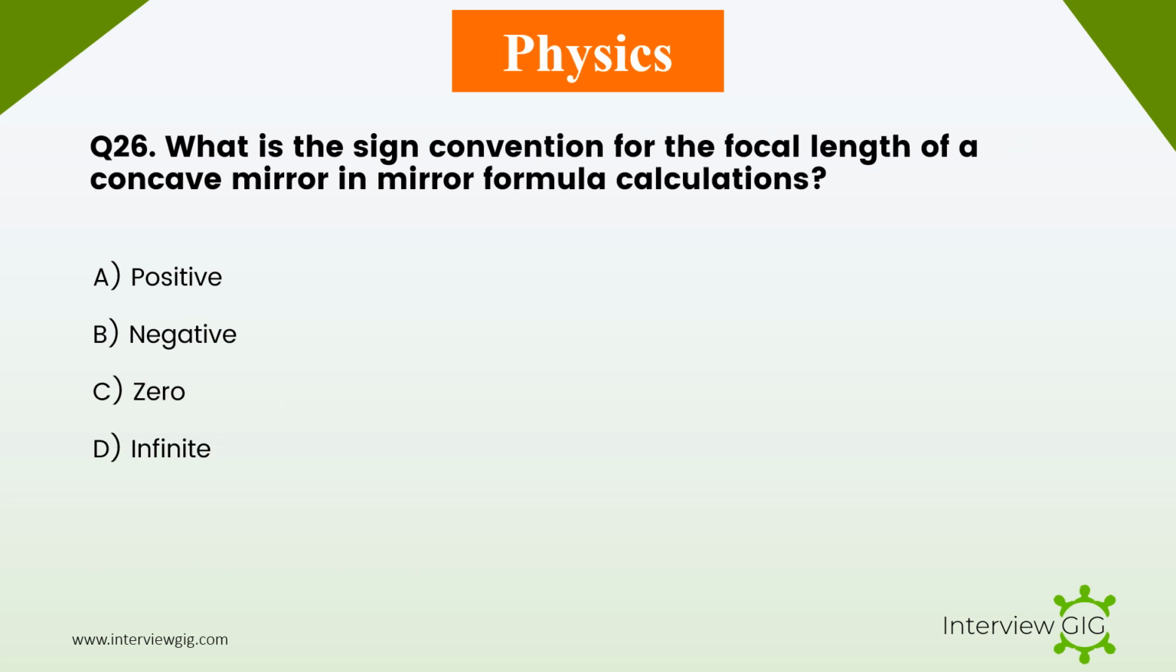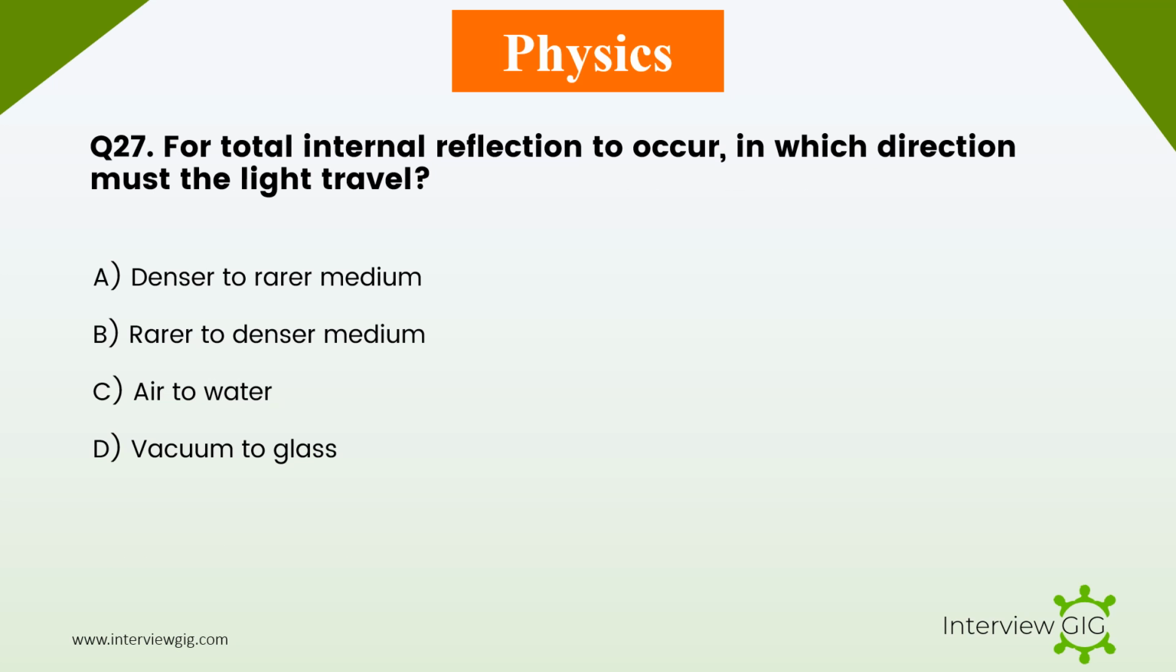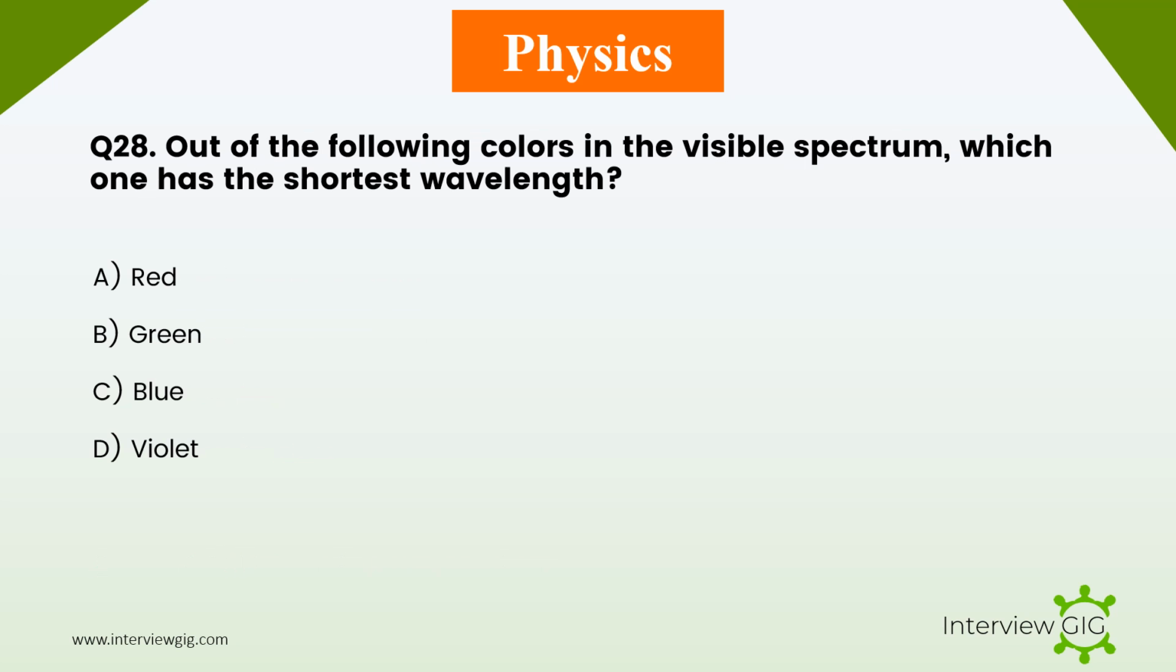Sound waves. Next question. What is the sign convention for the focal length of a concave mirror in mirror formula calculations? Options. A. Positive. B. Negative. C. 0. D. Infinite. Answer B. Negative. Next question. For total internal reflection to occur, in which direction must the light travel? Options. A. Denser to rarer medium. B. Rarer to denser medium. C. Air to water. D. Vacuum to glass. Answer A.